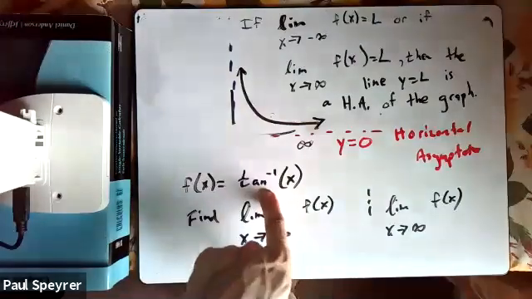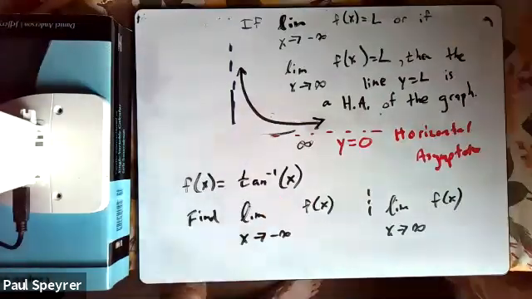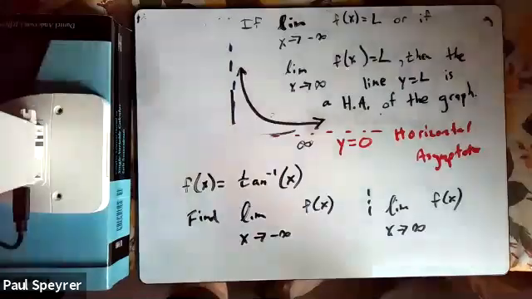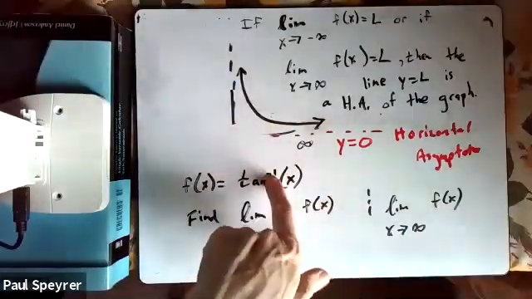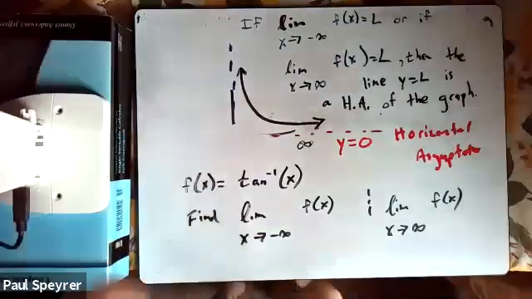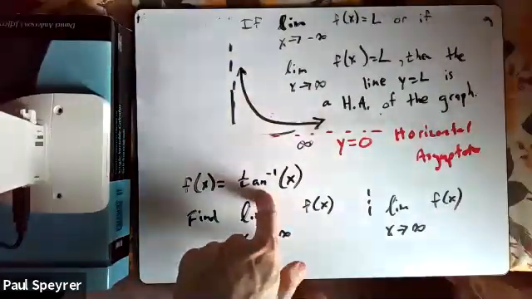Now remember, arctan is an inverse trig function. It's not a normal trig function. Normal trig functions are sine, cosine, and tangent. When you have that little -1, that means arc, or the inverse of that specific trig function right there.